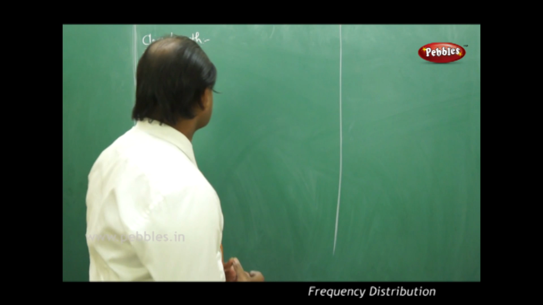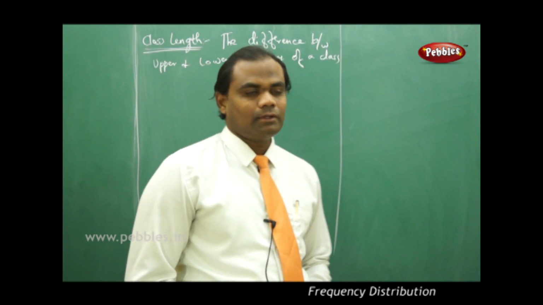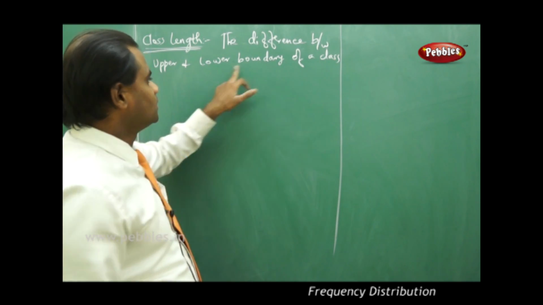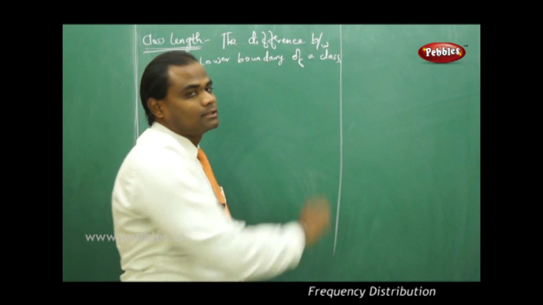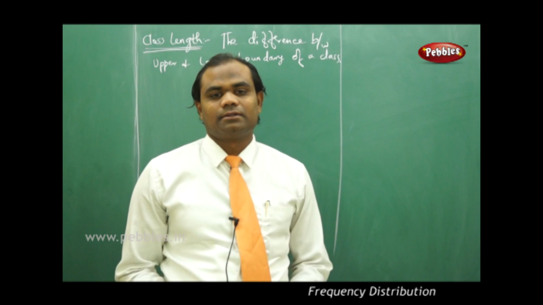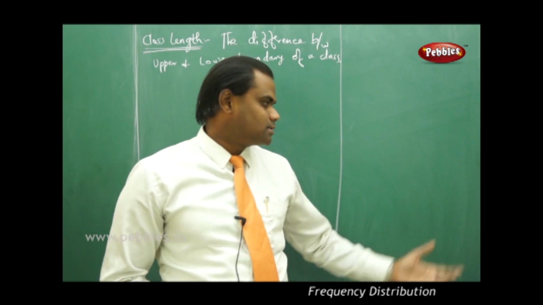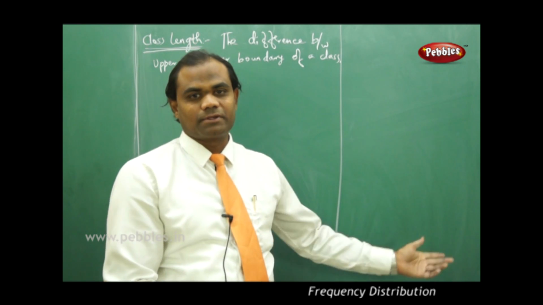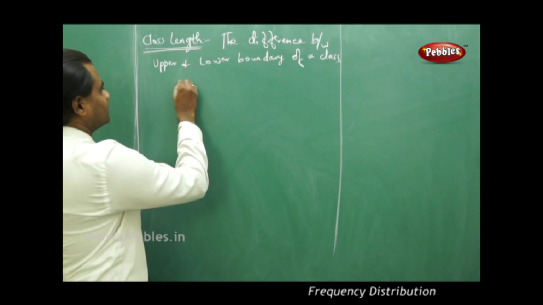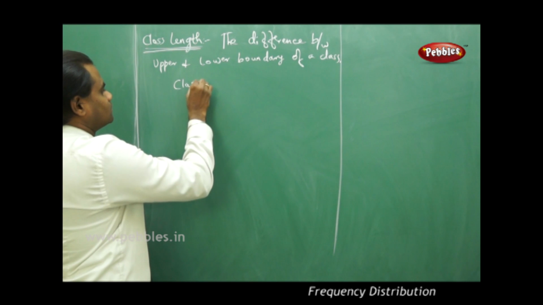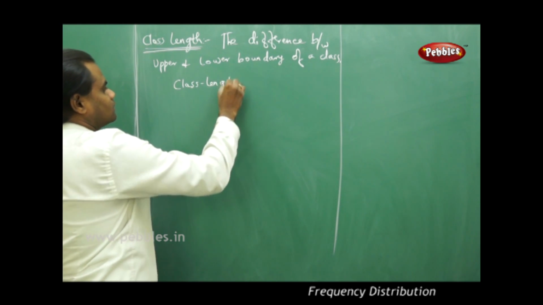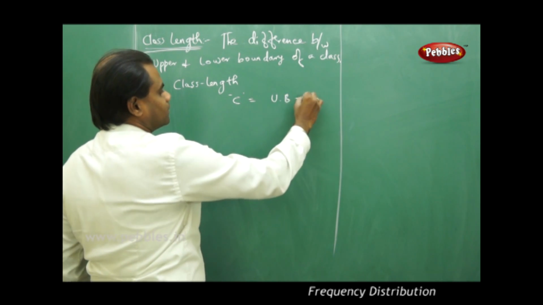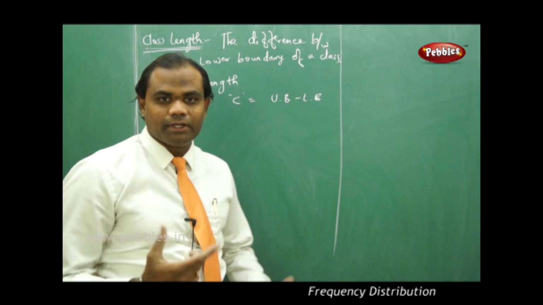Now the definition is about class length. The definition says that the difference between upper and lower boundary of a class is defined as the class length. So let's take the same example as in the previous case, where my class length, which is generally denoted with C, is given by the upper boundary minus lower boundary for each class.